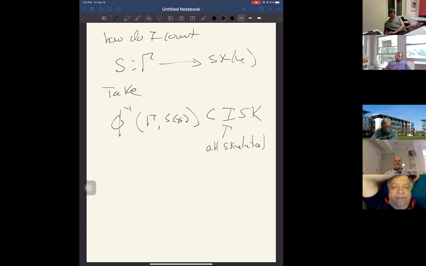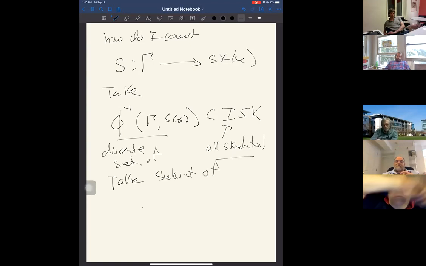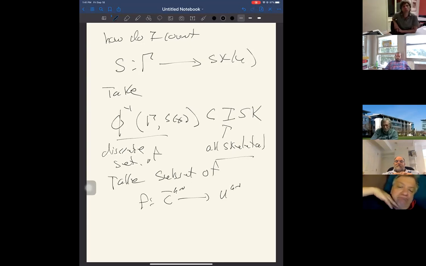So this inverse image is a finite set. It's just some discrete set after base extension, a discrete set of skeletal curves. These are all analytic curves, and they all come with a tropicalization. I take the subset of these maps of C bar into U analytified whose tropicalization is such that S of F is equal to S.